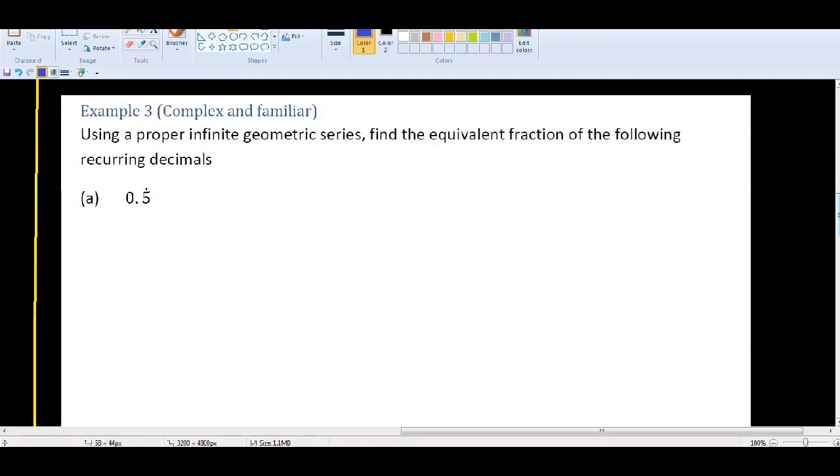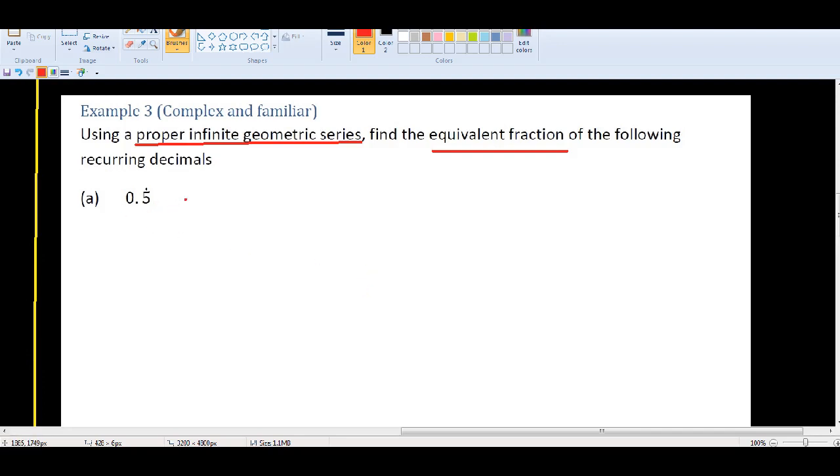Okay, so there's another way to see. There's another type of question, which is how to convert a recurring decimal number into an equivalent fraction. But you need to use a proper infinite geometric series. So you need to think about a geometric sequence, which, when added up, could represent that recurring decimal.